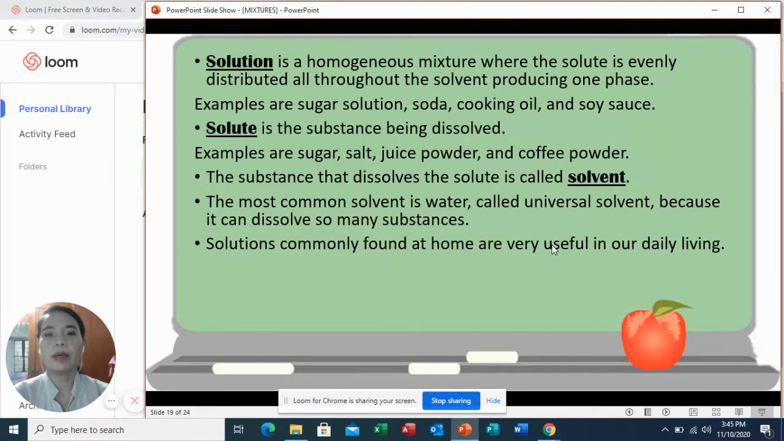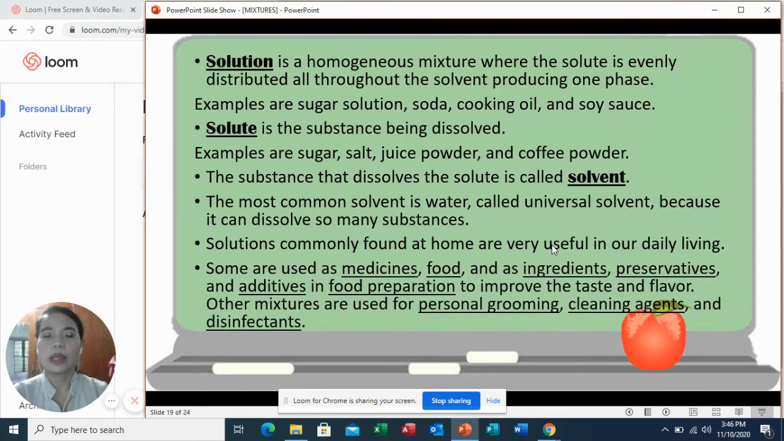Solutions commonly found at home are very useful in our daily living. Some are used as medicines, food, and as ingredients, preservatives, and additives in food preparation to improve the taste and flavor. Other mixtures are used for personal grooming, cleaning agents, and disinfectants.